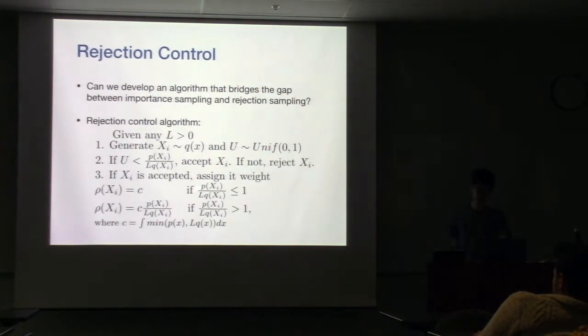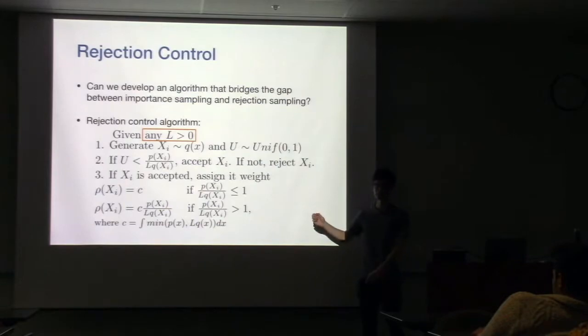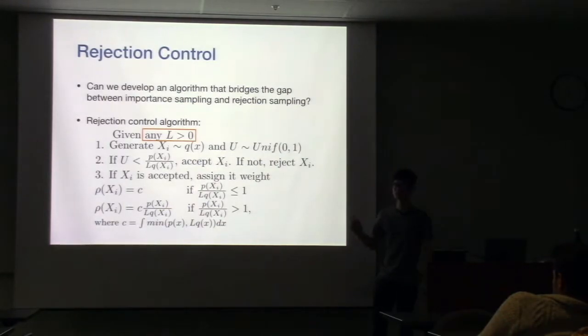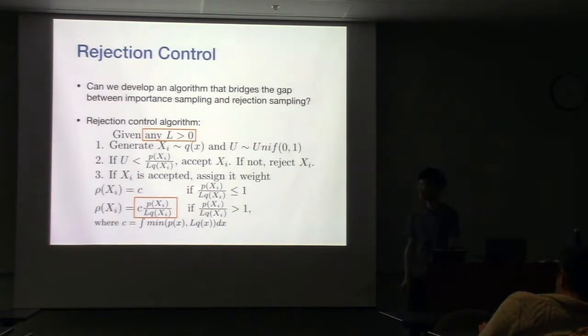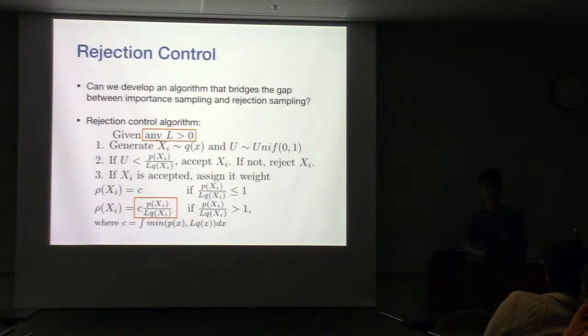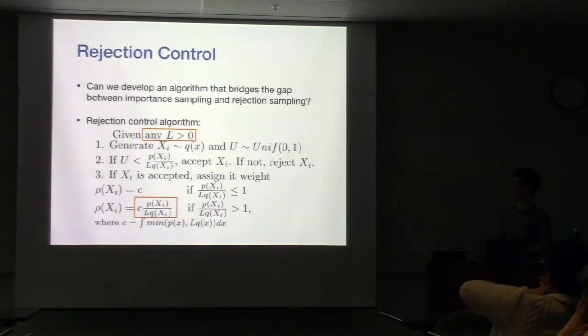I won't go into detail how it works, but there are two key things. First, you don't need an actual upper bound on P of x. Before, you needed to pick an L such that L Q of x was bigger than P of x everywhere, but here you can give any L. To compensate for this, sometimes you will need to multiply by something like an importance sampling ratio. And it turns out that if you pick L very small, then this behaves exactly like importance sampling, and if you pick it very large, it's exactly rejection sampling.